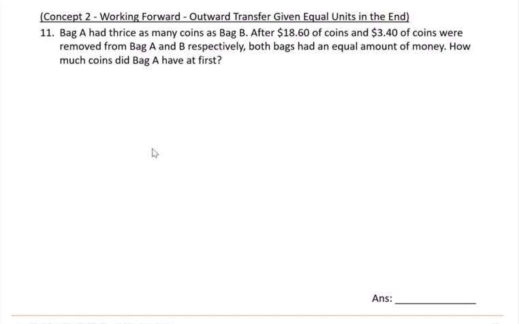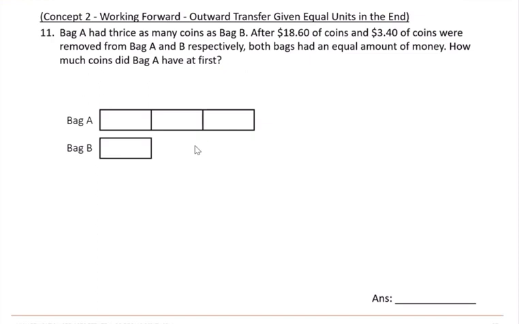Actually, it's not how much coins, actually how much money. Anyways, you should know that you have to draw A representing 3 units, B is 1 unit.